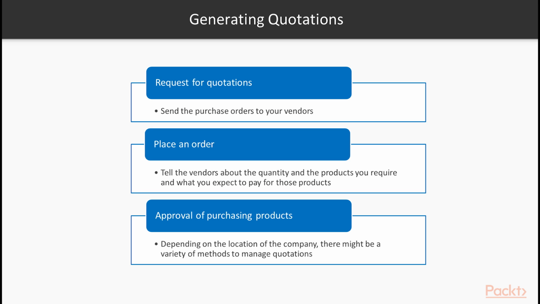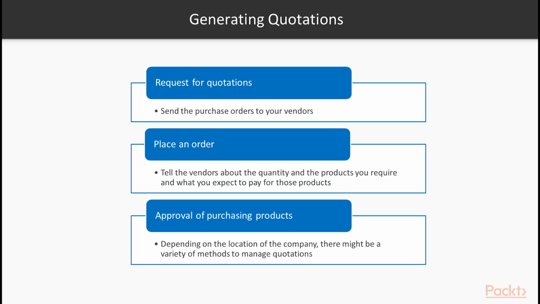Generating quotations and purchase orders. To acquire the raw product, you will need to create requests for quotations and/or purchase orders to send to your vendors. In purchasing, these are the documents you create that tell the vendors which products you require, the quantity in which you require them, and what you expect to pay for those products. Often this process is referred to as procurement.